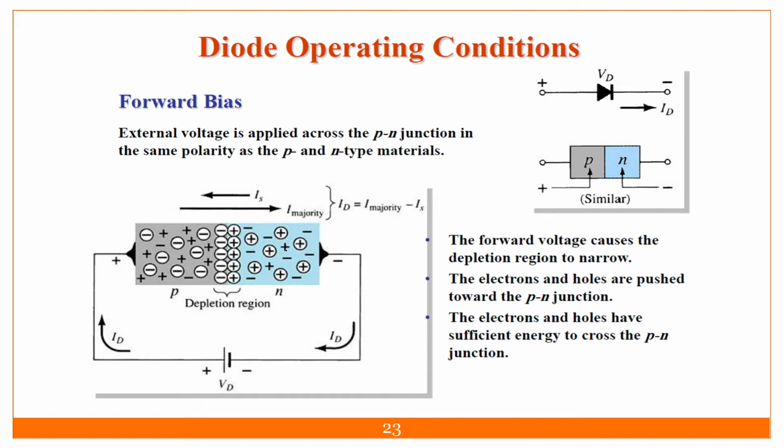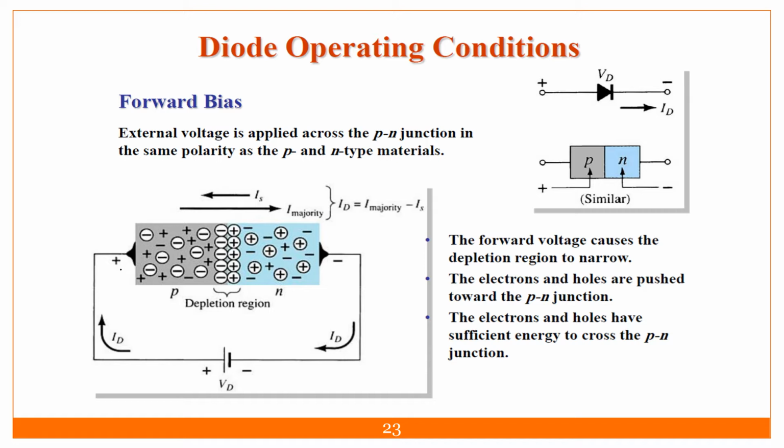In the forward bias condition, what are we doing? We are connecting the positive terminal, the anode, to the P type material, and the negative terminal to the N type material. So positive terminal to the P type and N type to the negative terminal. Then what will happen with the depletion region? Here we have electrons, and here is the positive terminal.